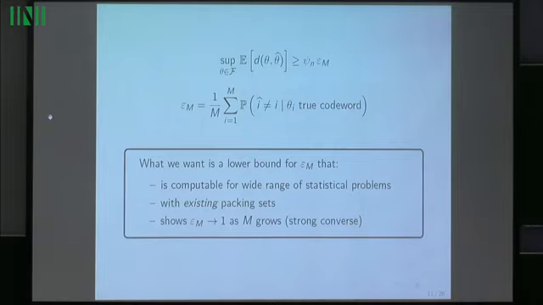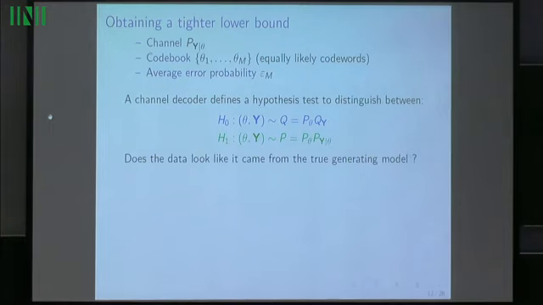Okay, so that's the program. So here's how we do it. Let's recall our channel coding problem. The codebook is induced by the packing set, theta 1 to theta M, and we want to lower bound the error probability of this channel code, epsilon M.